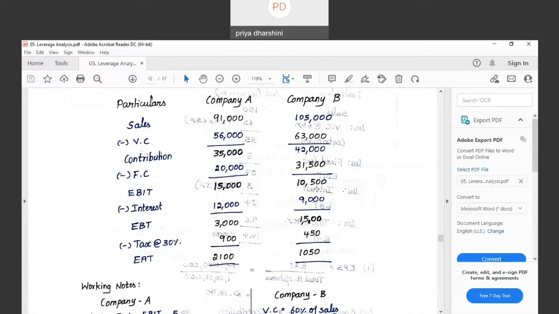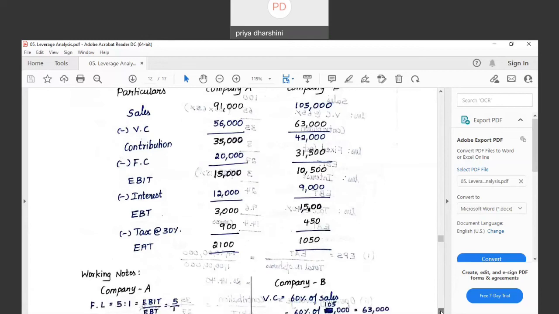For company B, they gave us the operating leverage. What is operating leverage? Contribution by EBIT. How much is operating leverage? 4:1. 4 is 32,000, which means what is 1? 1 will be 42,000 divided by 4, which will give us 10,500. Having arrived at contribution and EBIT, the difference between both will give me fixed cost. Interest is already given to me. I will get EBT minus tax at 30%. I will end up with earnings after tax, thus completing the income statement. Is this sum understood?